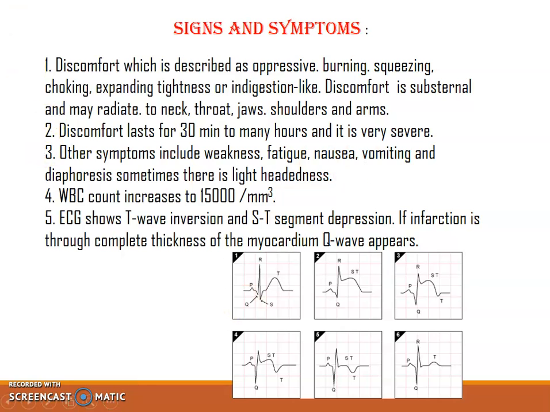Then, signs and symptoms. Discomfort, which is described as oppressive, burning, squeezing, choking, expanding, tightness or indigestion-like discomfort, is substernal and may radiate to neck, throat, shoulders and arm. Discomfort lasts for 30 minutes to many hours and is very severe. Other symptoms include weakness, fatigue, nausea, vomiting and diaphoresis. Sometimes there is lightheadedness. WBC count increases to 15,000 per mm3.